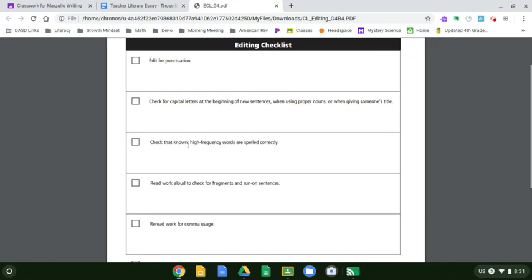Check that known high frequency words are spelled correctly. Now, these are like your everyday words, because high frequency means that you see them often. However, I'm going to say every word should be spelled correctly. You're doing it on a Chromebook. If you have a question about a word, you should seek an adult. You could look it up. You could verbalize it into your Chromebook so that it's spelled correctly. There isn't really a reason to have a misspelled word.